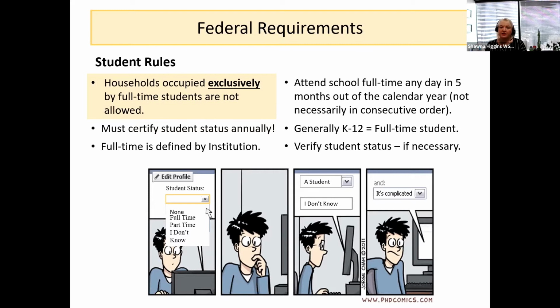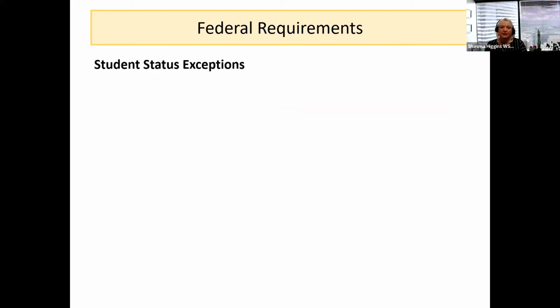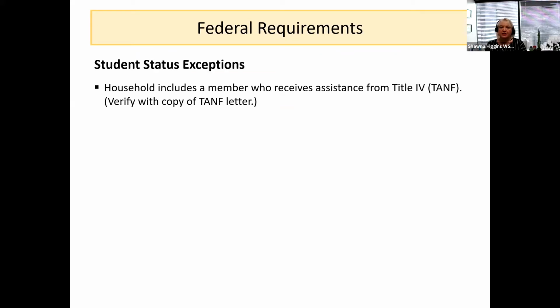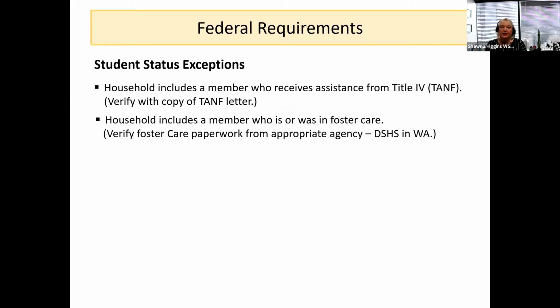And then you're going to want to verify the student status if necessary. Some of the exceptions are if the household includes a member who receives assistance from Title IV, which is TANF. You want to verify with a copy of the TANF letter. And if the household includes a member who is or was in foster care, you'll want to verify the foster care paperwork from the appropriate agency, which in Washington State, that's the DSHS. Even if they were in foster care for a couple of weeks, that's still going to count, and it counts forever.